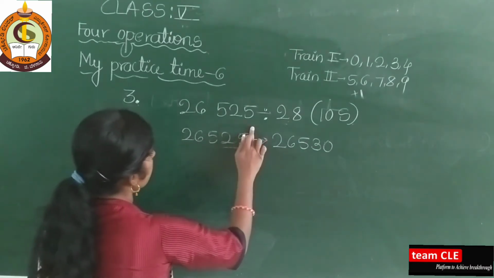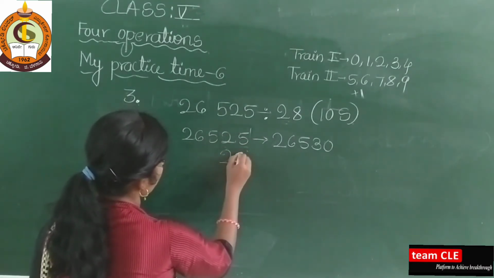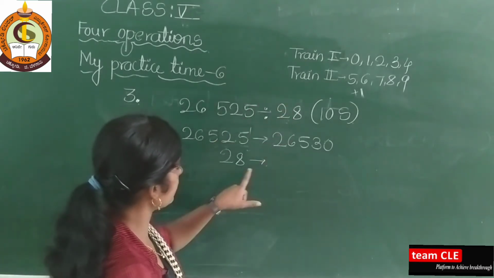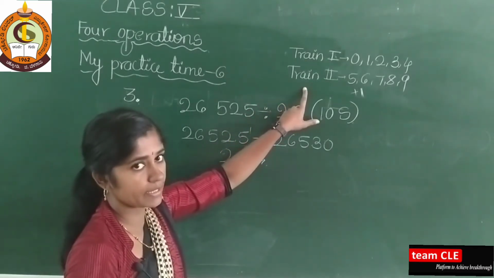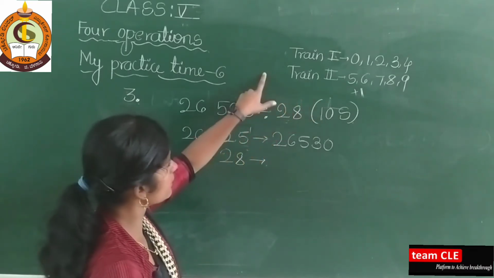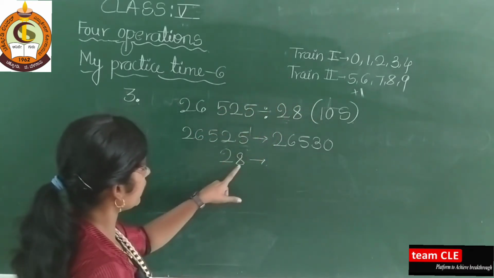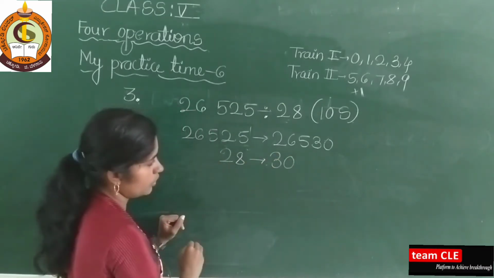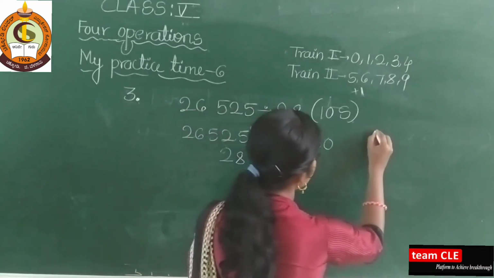Next, here 28 is there. Its round off to the nearest tens is, see here, 8 is there, which means it will come in tray number 2. Then you need to add 1 here. So 2 plus 1 is 3 and this becomes 0. Now you divide the number.